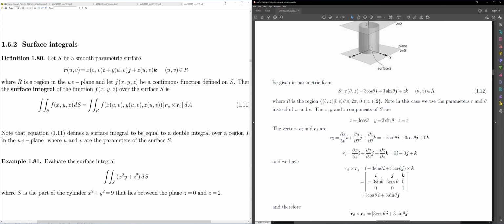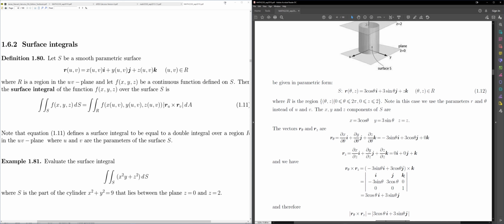So this determinant would be, the i component would be 3 cos theta times 1 minus 0, which is 3 cos theta. Okay, and then the j component would be minus 3 sine theta times 1, minus 0, which is minus 3 sine theta. But for j, you're going to have an associated minus. So you have minus minus 3 sine theta, which is 3 sine theta.